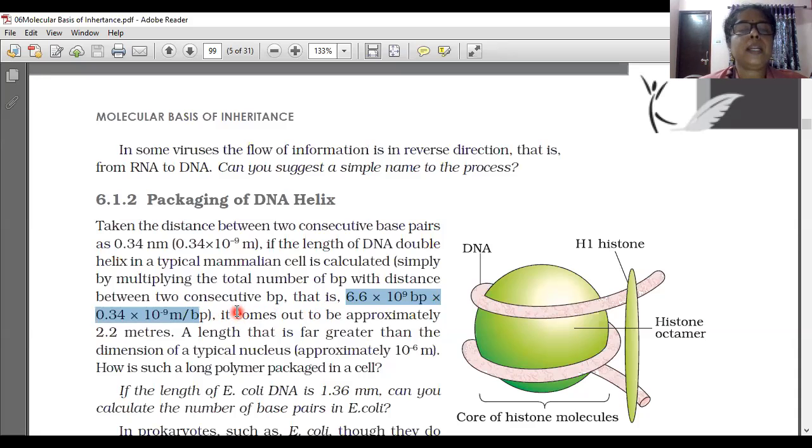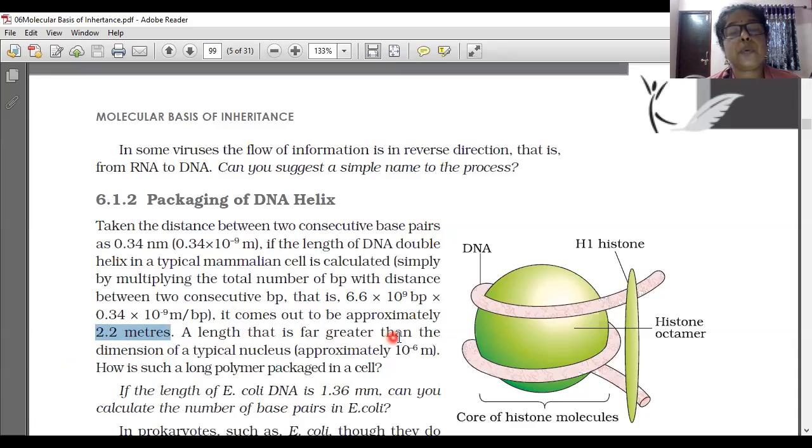The length of the DNA double helix in a typical mammalian cell is calculated by multiplying the total number of base pairs with the distance between two consecutive base pairs, that is 6.6 × 10^9 base pairs × 0.34 × 10^-9 m. That understood? It comes out to approximately 2.2 meters. So this is the approximate length of the DNA. How much is it? 2.2 meters.